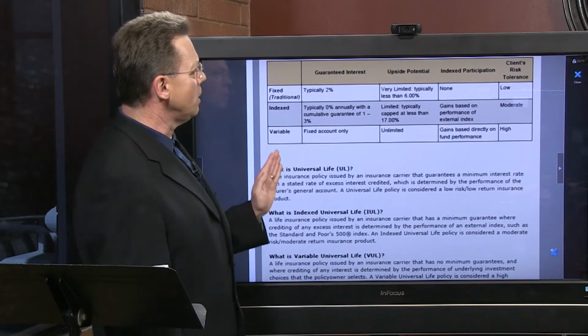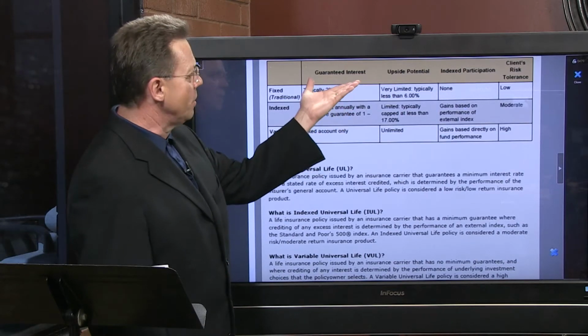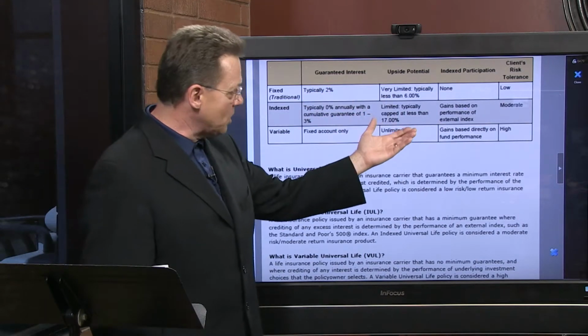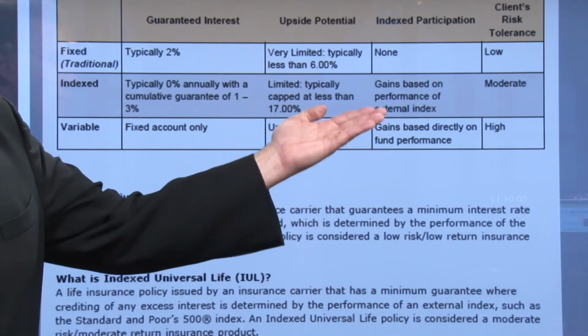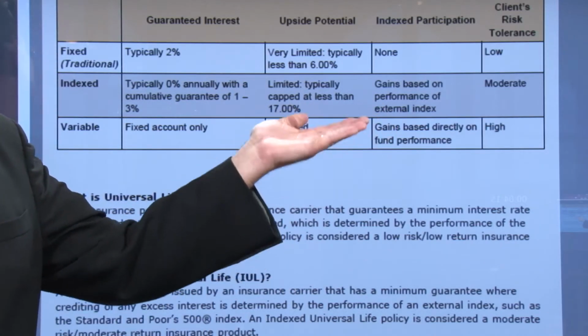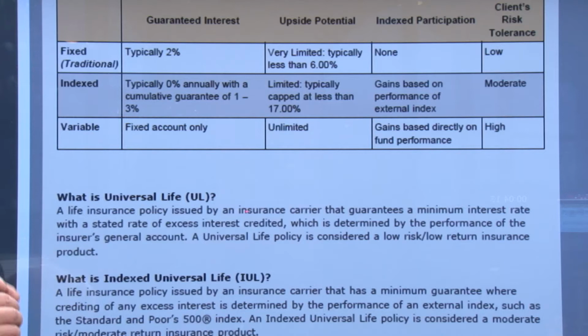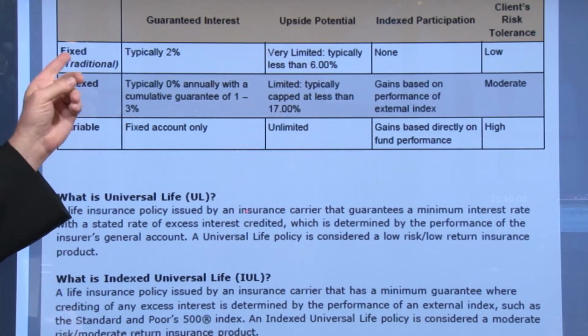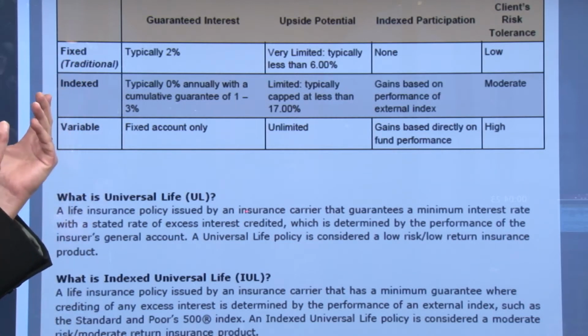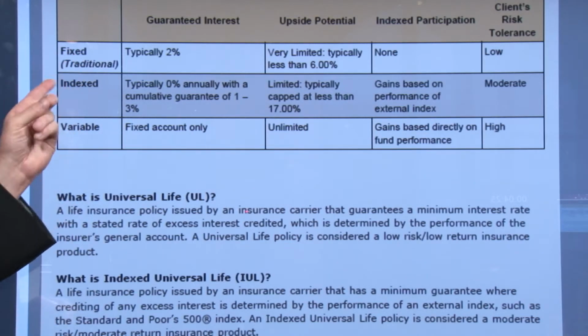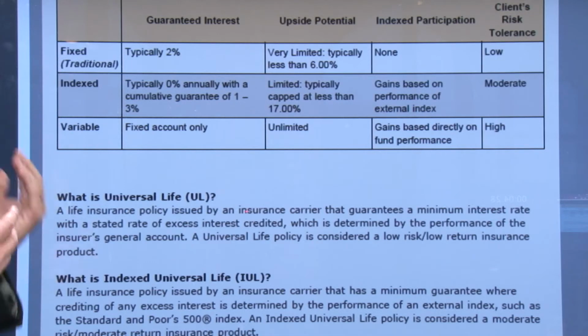Now, what she did was she laid out the graph with guaranteed interest, upside potential, index participation, and the client's risk tolerance. If you look at this, she's broken it into 3 different categories. One is current assumption UL, whatever the fixed interest rate is. She's talked about indexed in the middle, and then at the bottom, a variable contract.